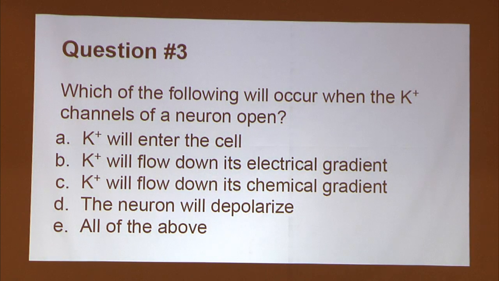Okay. So we're talking about potassium channels that open. So where is potassium highest, inside the cell or outside the cell? Inside the cell. So if it's going down its concentration gradient, where would it be heading?